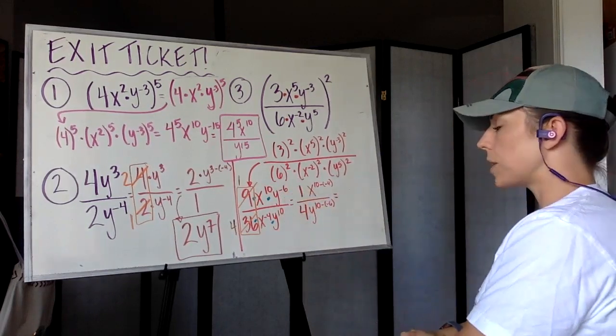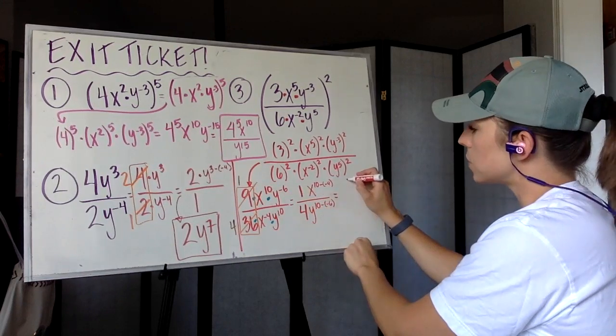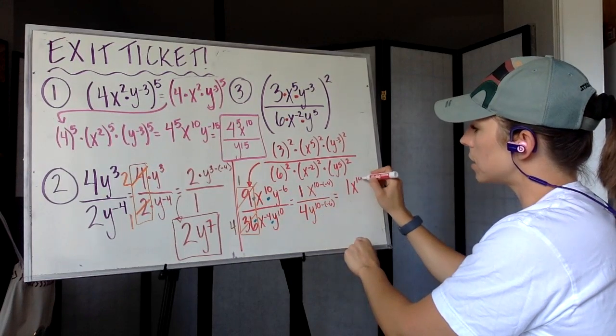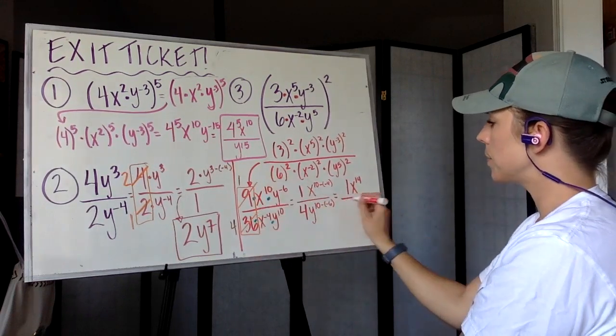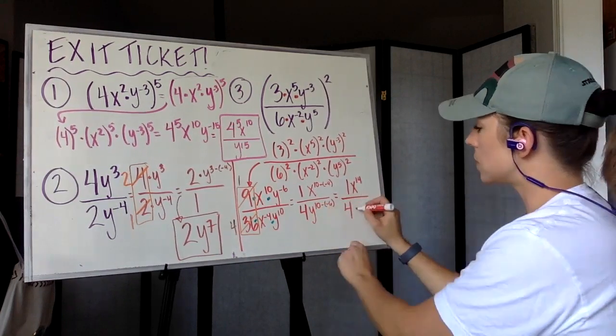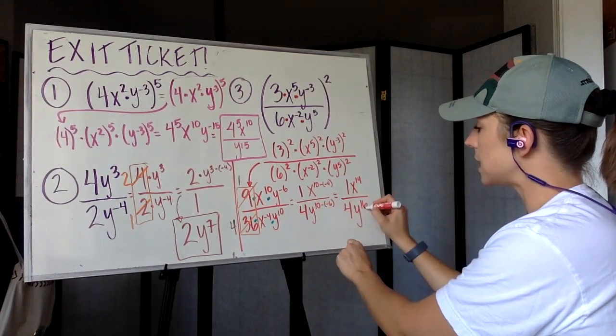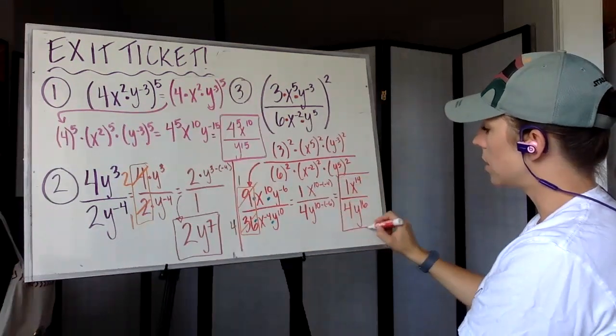All right, here we go. This will be our last step. Ready? 10 minus negative 4 is the same thing as 10 plus 4. So that leaves us with 1x to the 14th, because those 4 moved into the numerator, added on. And the denominator, 4, and then we have 10 minus negative 6, which is equivalent to 10 y to the 16th, because those 6 moved into the denominator. And we are done.